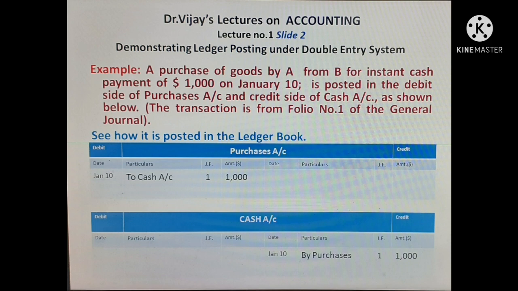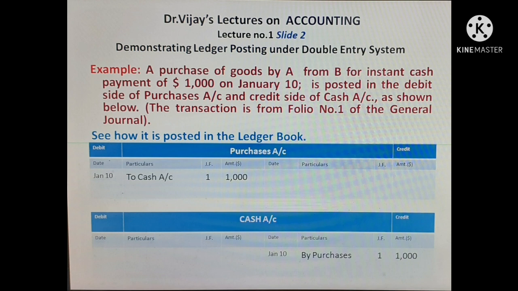See slide 2. This we have seen in the previous lecture, slide 7. A purchase of goods by A from B for instant cash payment of $1,000. It is recorded in the debit side of purchase account and the credit side of cash account. In the purchase account debit side, it is shown as "to cash." In the credit side of cash account, it is shown as "by purchases." That is, in the account in which it is debited, the name of the account which is credited is shown, and in the account which is credited, the name of the account which is debited is shown.